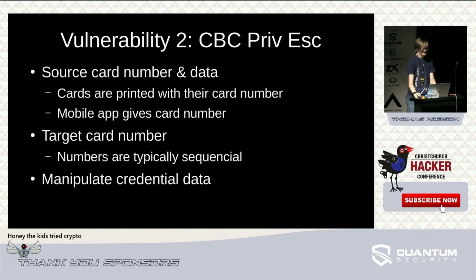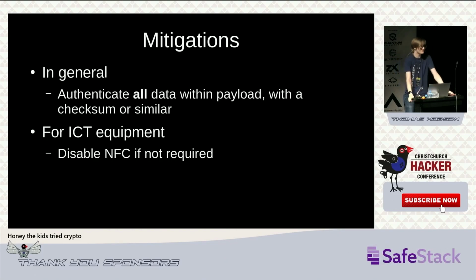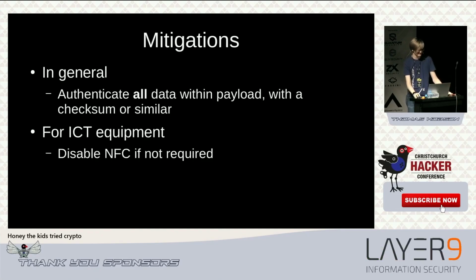So for mitigations, in general you want to validate all the data within your payload. You could run this through a SHA checksum or a CRC checksum, but as long as it's reasonably difficult to mess with the data in a way that isn't going to be picked up, you should be fine. But for ICT equipment, I don't know of any mitigation other than disabling NFC. So you should probably disable NFC if you have ICT card readers.